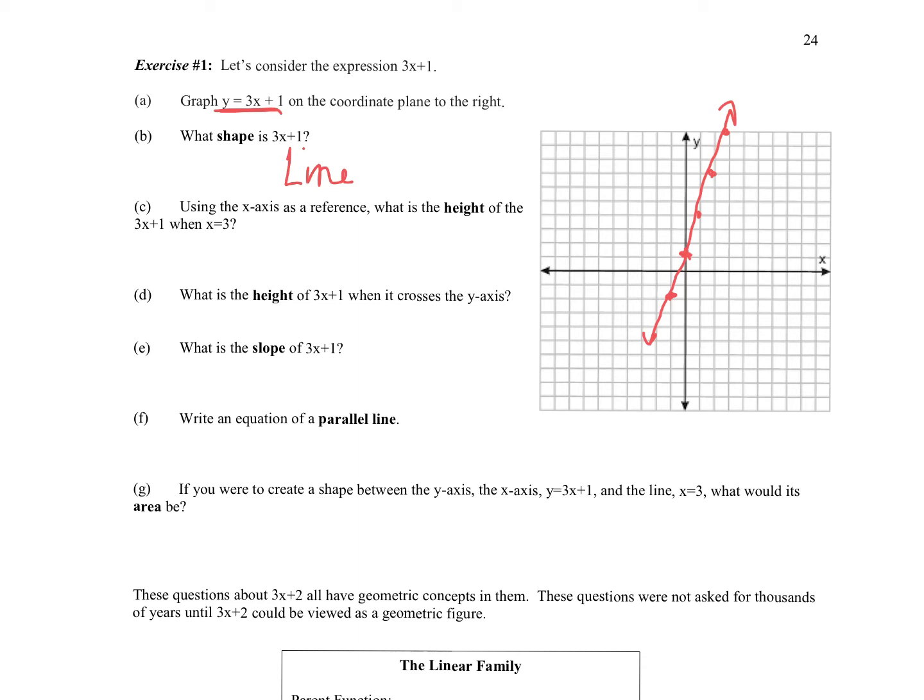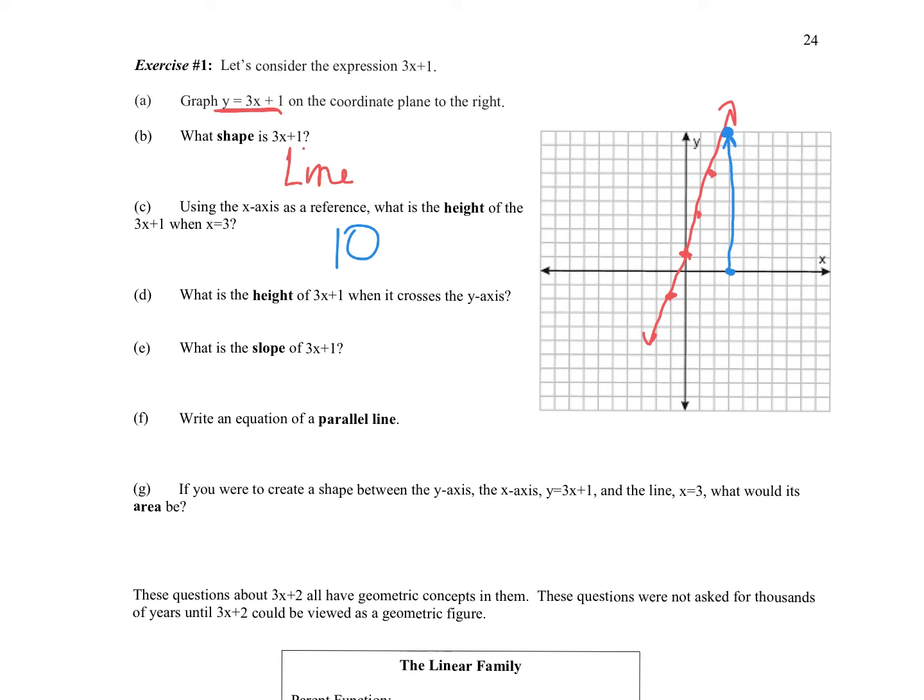Another thing we talk about, 3x plus 1 by itself, it's silly to talk about the height of 3x plus 1. But once we have the coordinate plane, we can, and height is a geometry word. So what is the height of 3x plus 1 when x is 3? So I can go over here and go up, okay? And I can see the height here. And when we talk about height on the coordinate plane, we're talking about how far above the x-axis. The height is 10. Now we even have a variable for that height, y, right?